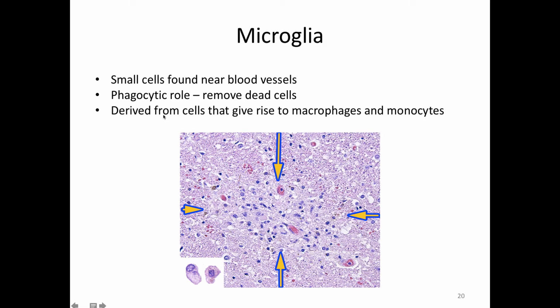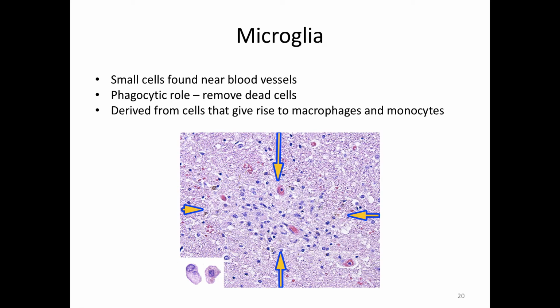Microglia are what they sound like. They're very tiny, and they're found near blood vessels. So if you look at this picture, you can see some blood vessels, and you can also see some microglia. They tend to look similar to the parietal cells of the stomach in that they sort of resemble a fried egg with bright pink cytoplasm.